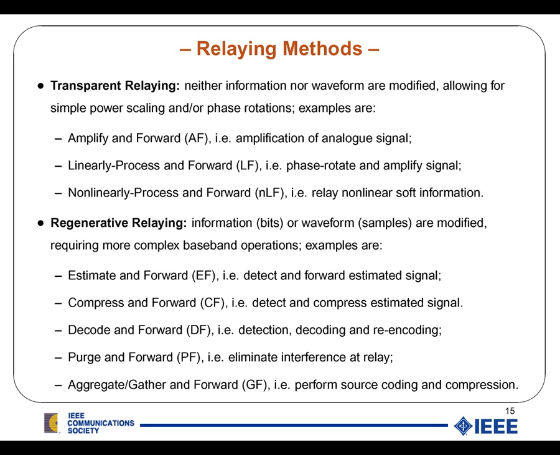Then there's the Persian forward, the PF protocol, where you aim at eliminating interference at the relay prior to sending it out. And then you have more sophisticated protocols such as the aggregate or the gather and forward, the GF protocol, where you perform some source coding and also potentially some compression before you send out the data.